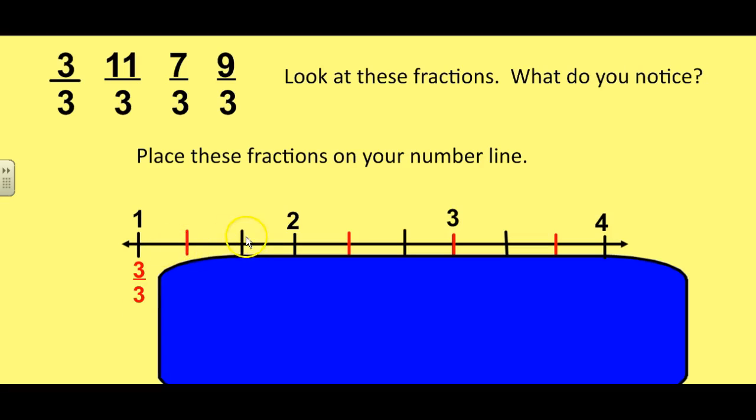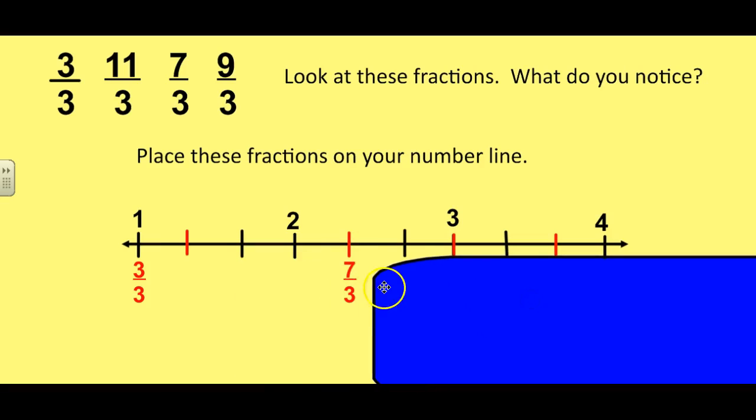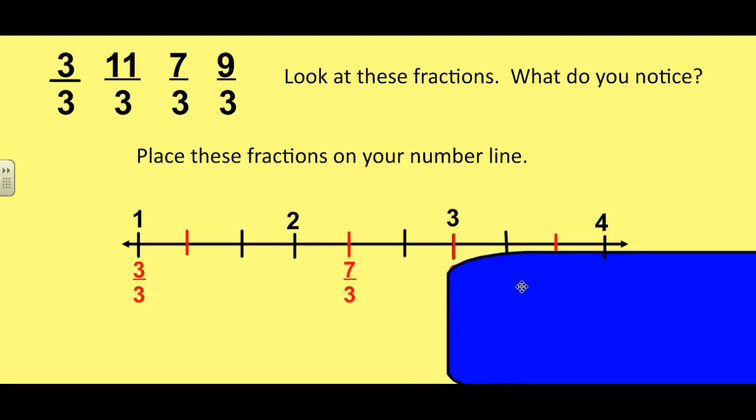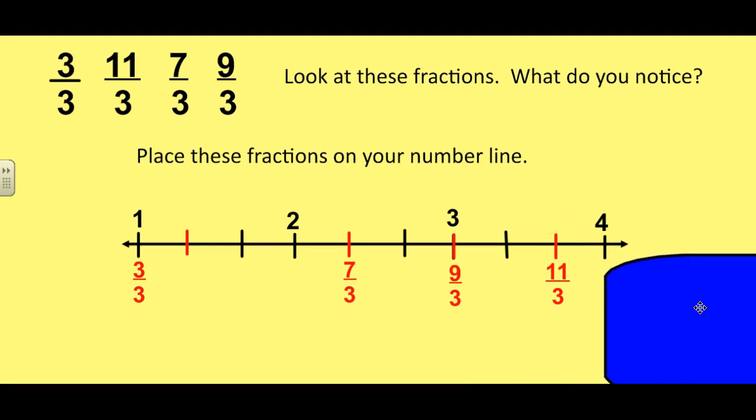If I were to keep putting fractions on the number line, it would have gone to 4/3, 5/3, 6/3, and then 7/3. So right past the 2 is where you would see 7/3, and then it would go from 8/3 to 9/3. So right underneath the 3 is where you're going to see 9/3, and then it would go to 10/3 and 11/3. So right before the 4 is where you would see 11/3.